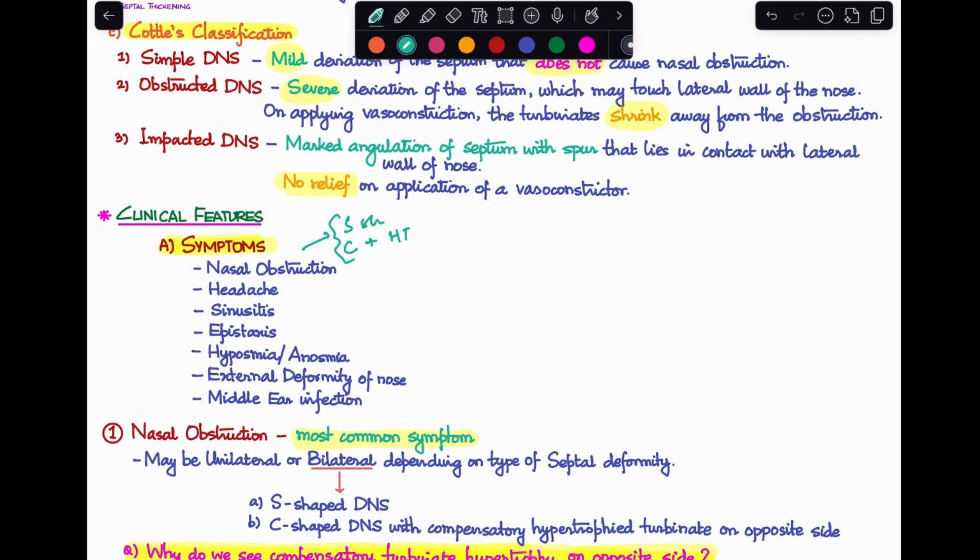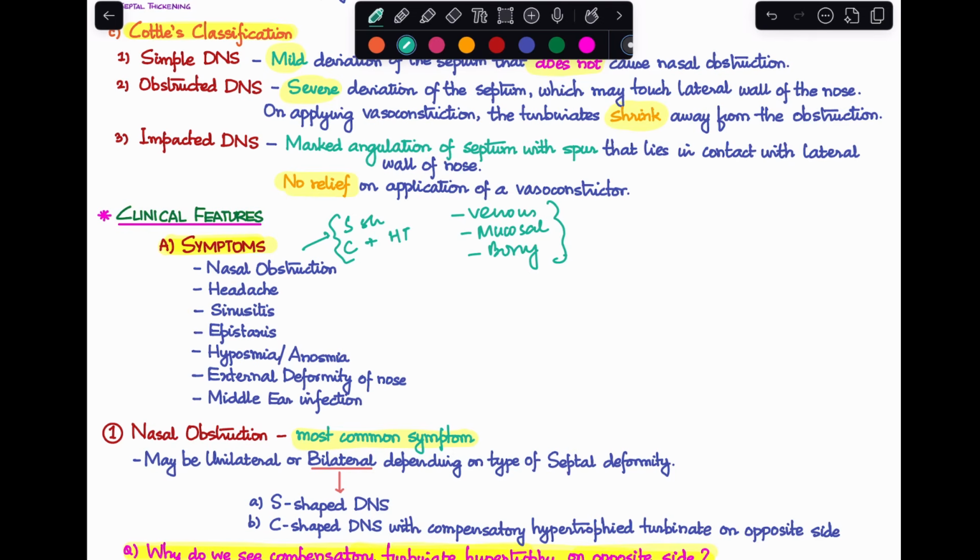Then we have already discussed why there is a compensatory turbinate hypertrophy on the wider side of the nose, because there are three reasons. One was venous sinusoidal engorgement. Then we had mucosal hypertrophy, and in very long standing cases, we had bony hypertrophy. These three factors together lead to a compensatory turbinate hypertrophy on the wider side of the nose. So that's about nasal obstruction.